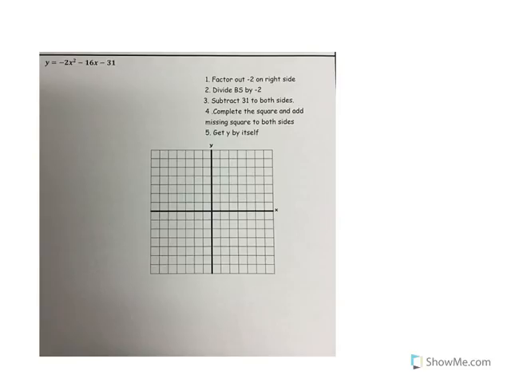Okay, here we go. So we've got y equals negative 2x squared minus 16x minus 31. I made for you a little how-to on the right with steps, but I changed my steps a little bit. You'll see that the steps here on the screen are different than the steps that you have on your worksheet. Just want to point that out. So step 1 that I have on the screen, factor out negative 2 on the right side. So let's do that.